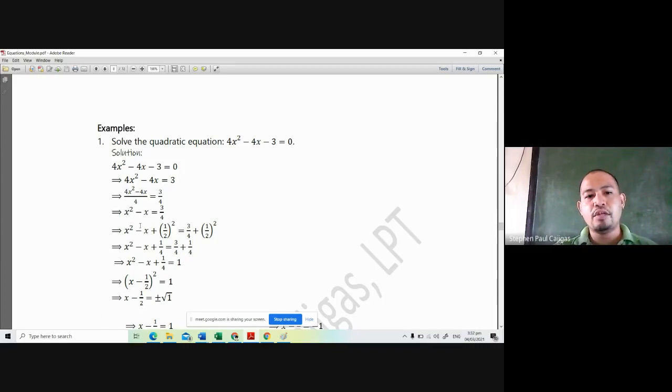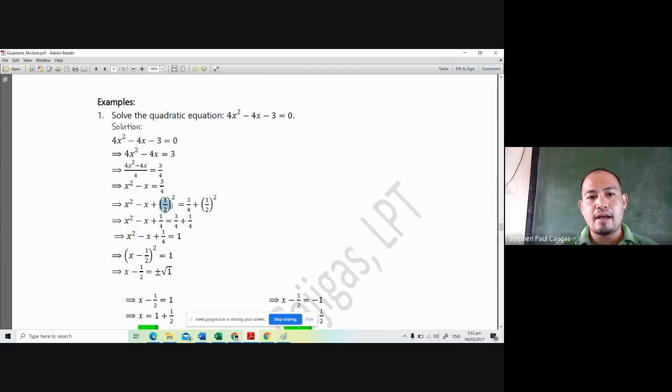Once you have divided, you add a value to both sides. What is this value? It is half of the coefficient b, in this case 1. So half of 1, of course, is 1 half. Then you square it, so 1 half squared is equal to 1/4. I'm sorry, this should be negative. There should be a negative inside the parentheses, but anyway the value is the same.